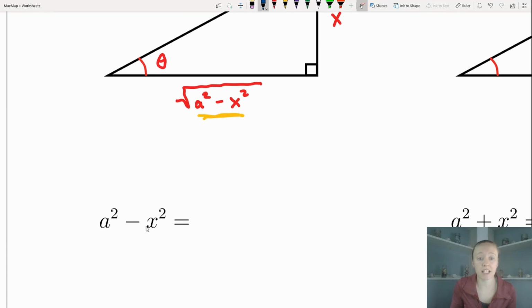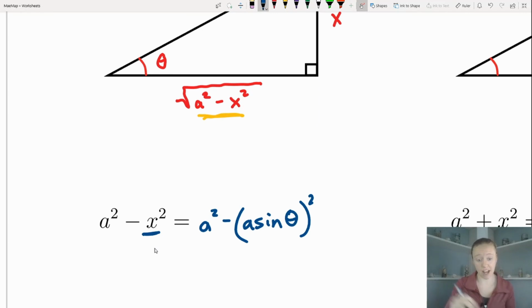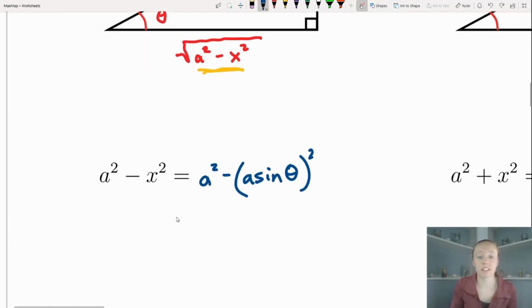So a squared minus x squared, if x equals a sine of theta, that means a squared minus a sine of theta squared is this relationship. So you see, all I did was plug in a sine of theta for x. We can easily simplify this down. A squared minus, well, a sine of theta squared, I have a product, so I can distribute my exponent to both a and my sine function. So I'm going to distribute that in to get a squared sine squared of theta.